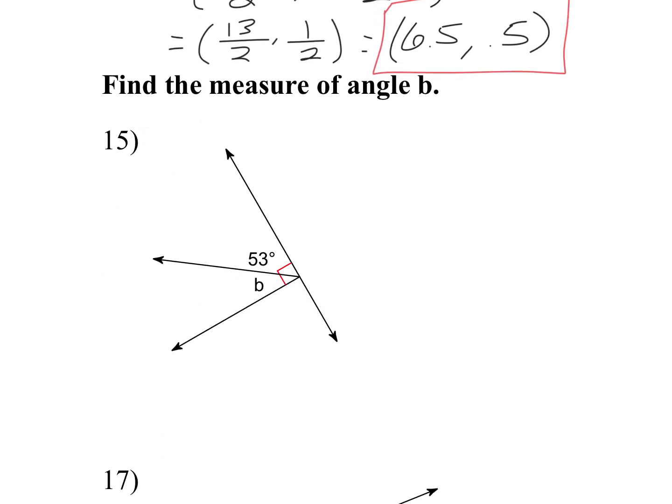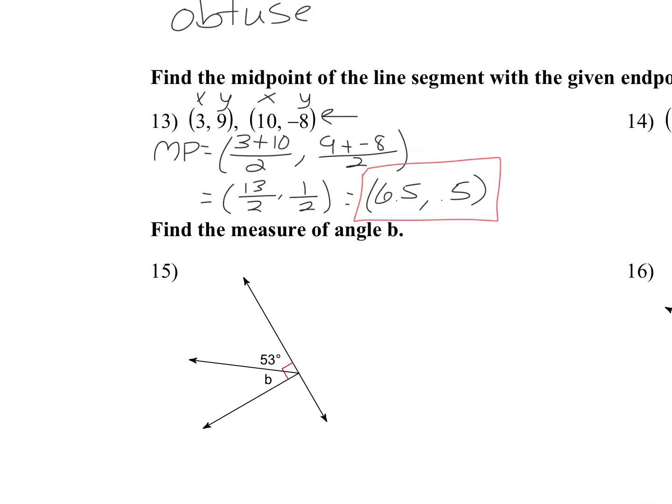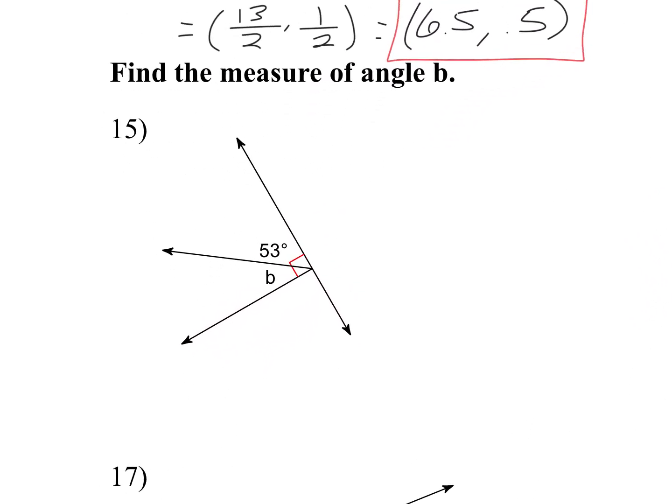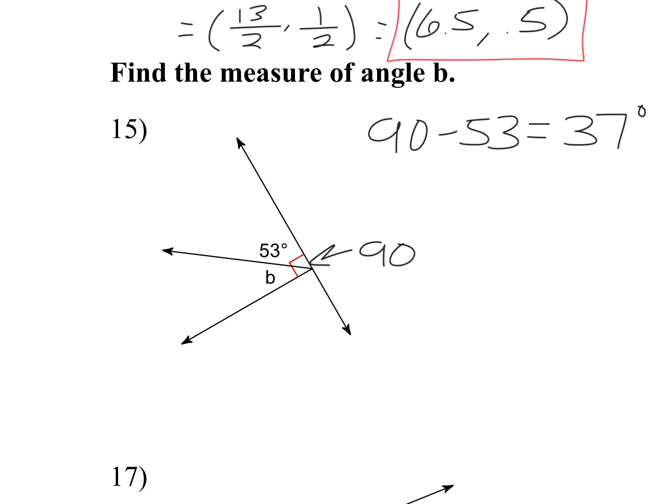Moving down to 15, we're still using that same vocab we were using on 11 and 12, but we got to figure out what the angle measure is. So on 15, what gives it away? 90 degrees because of that box, right? So we know that whole thing's 90 degrees. How do we find the missing part? 90 minus 53. Yep, 90 minus 53 to give us 37.